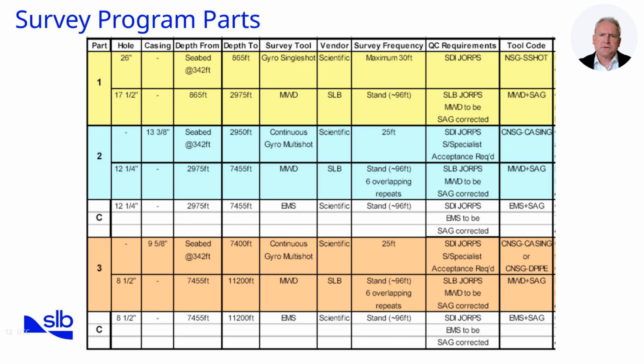In Part 2, the section is cased, and a casing gyro is run, which provides more accurate results. When the 12.25-inch section is drilled, the MWD is tied onto the end of the casing gyro. As the 12.25-inch section is drilled, the MWD error propagates to a point that is unacceptable for drilling the top reservoir target, so a survey may be run to improve the error before drilling to the TD of the section, and so on.